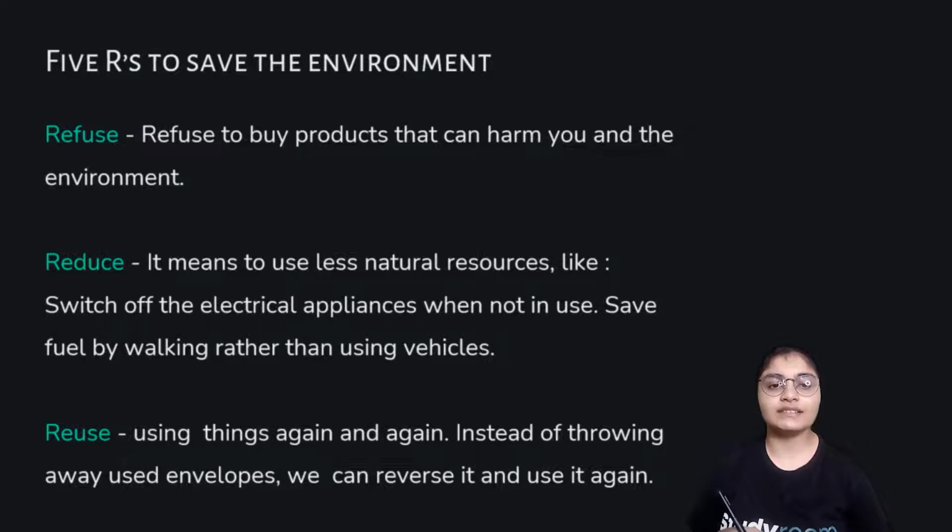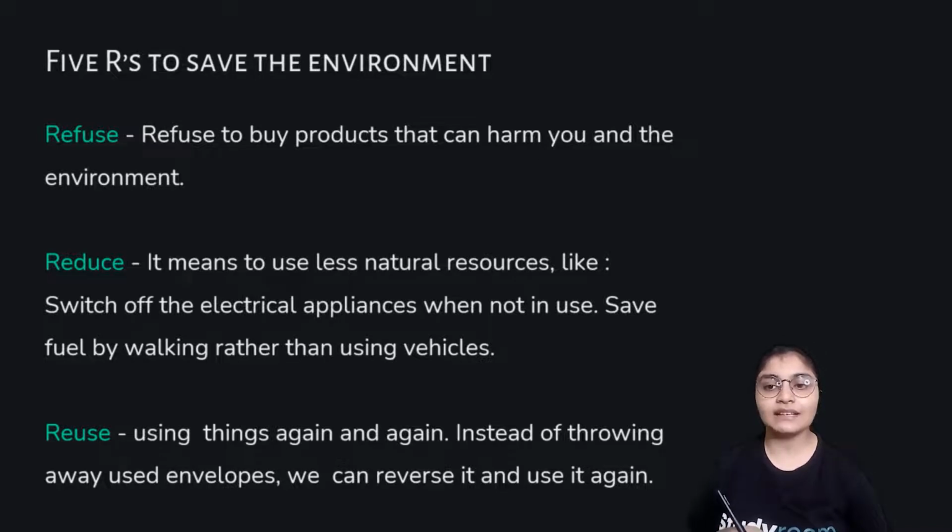Now let us see what these 5 R's are. The first R is refuse. Refuse to buy products that can harm you and the environment. We must refuse to buy products which can harm the environment. The second R is reduce, which means to use fewer natural resources. For example, we have to switch off electrical appliances when not in use, and save fuel by walking rather than using vehicles. That is how we can reduce the use of natural resources.